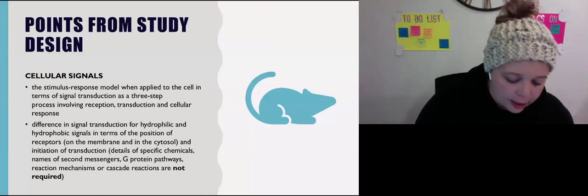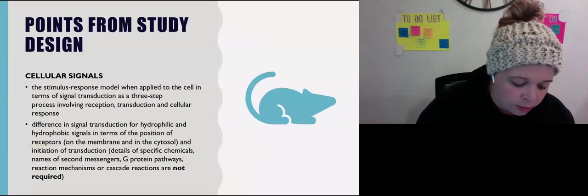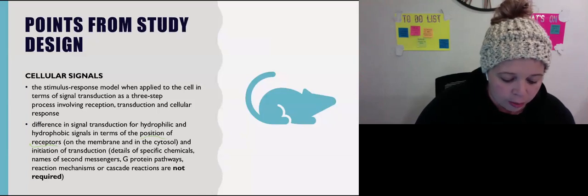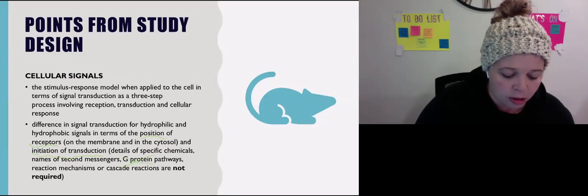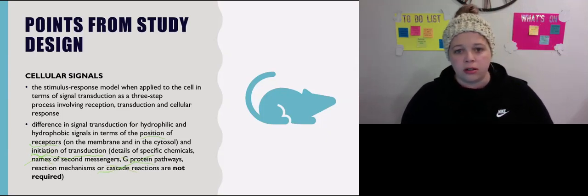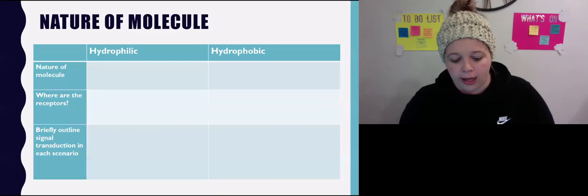Now you'll notice here it says where is the position of the receptor. That is a big part that we're going to be looking at. Where is initiation of transduction? But you don't need to know about these things called G proteins. You don't need to know any names of secondary messengers, and you don't need to know any names of cascade reactions. So they are not required.